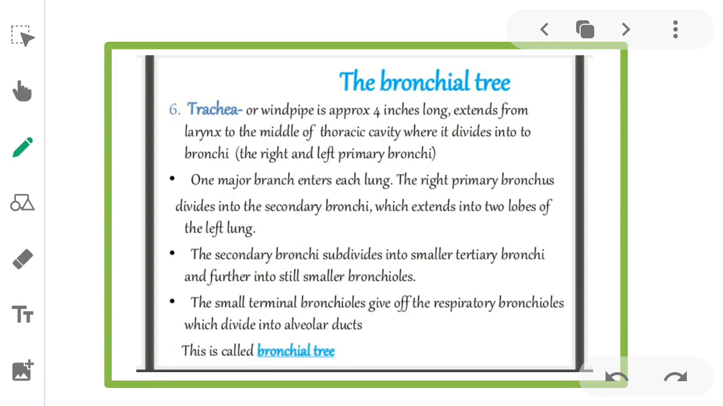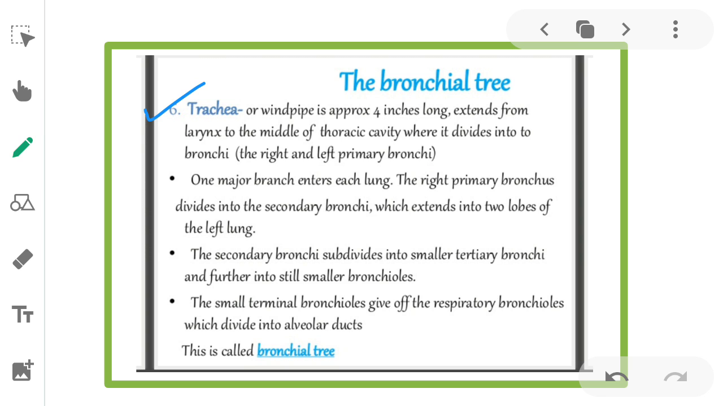Next, the bronchial tree. Here we'll study the next part, that is the trachea. The trachea is called the windpipe, which is approximately 4 inches long and extends from the larynx to the middle of the thoracic cavity, where it divides into the right and left primary bronchi. One major branch enters each lung. The primary bronchus divides into the secondary bronchi, which extend into the lobes of the lung.